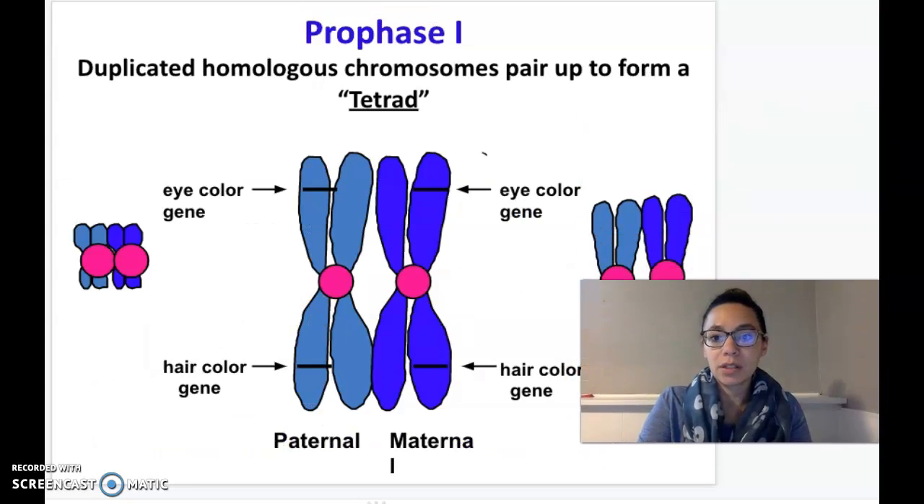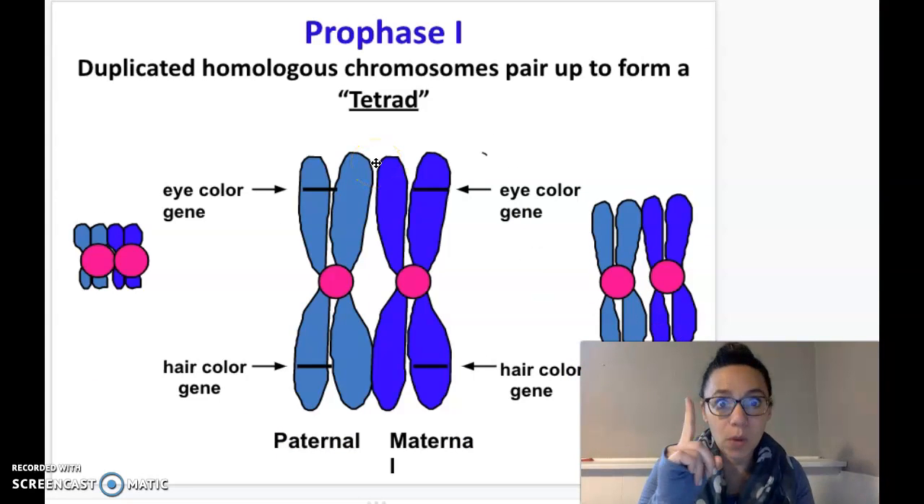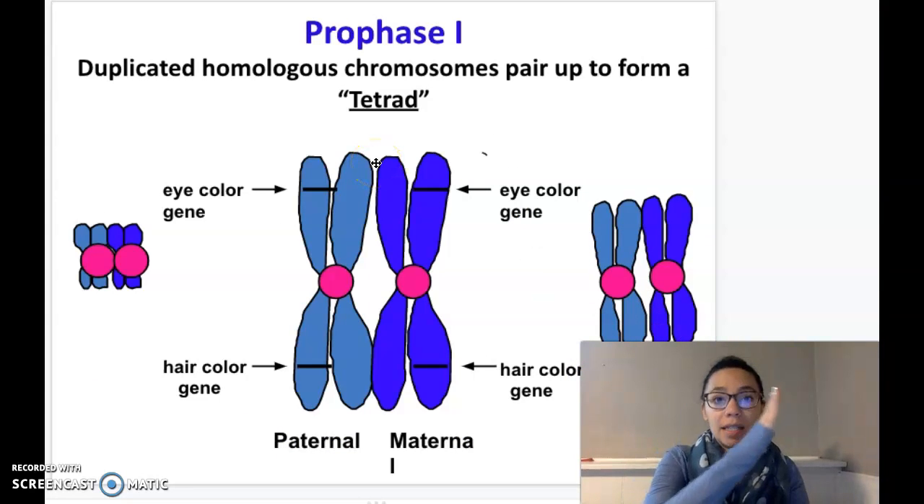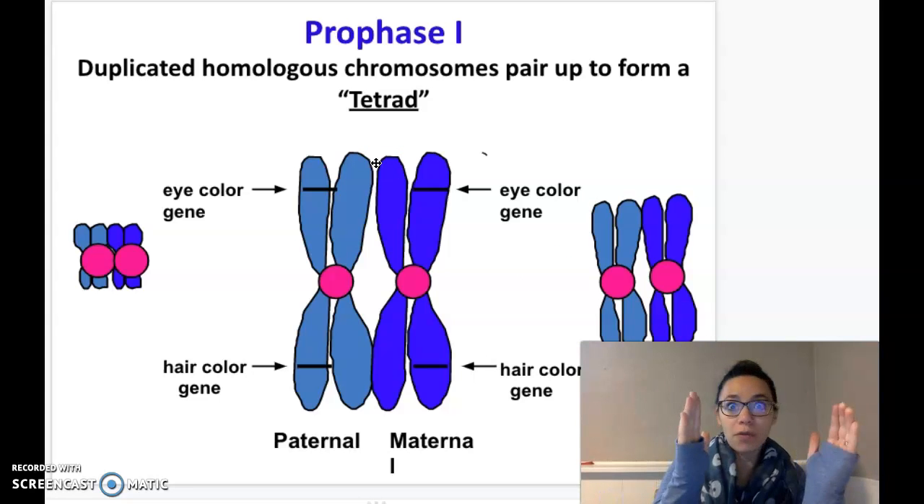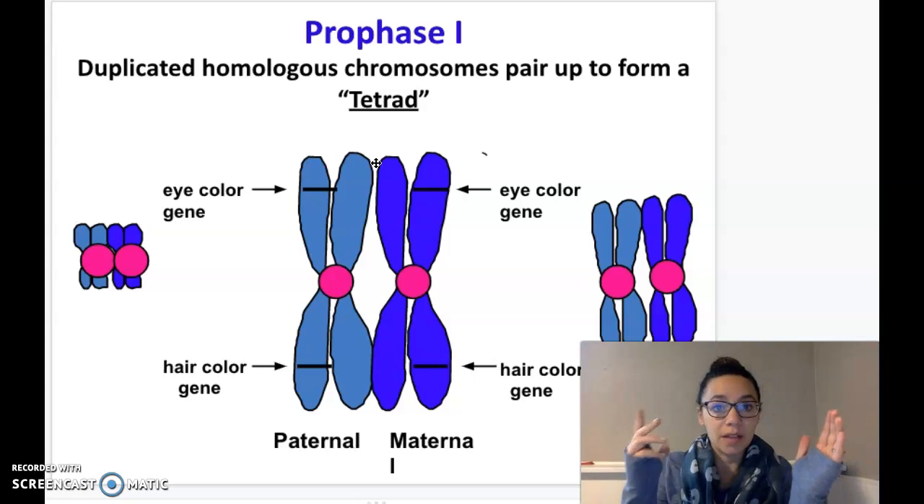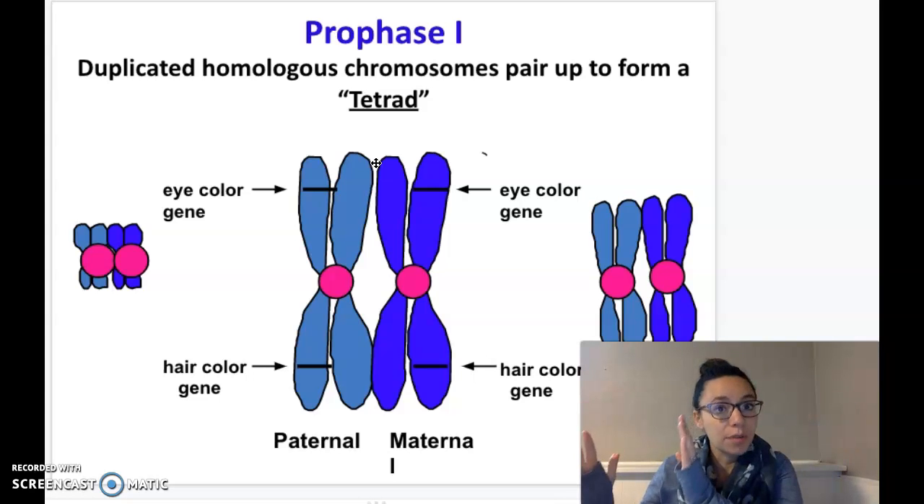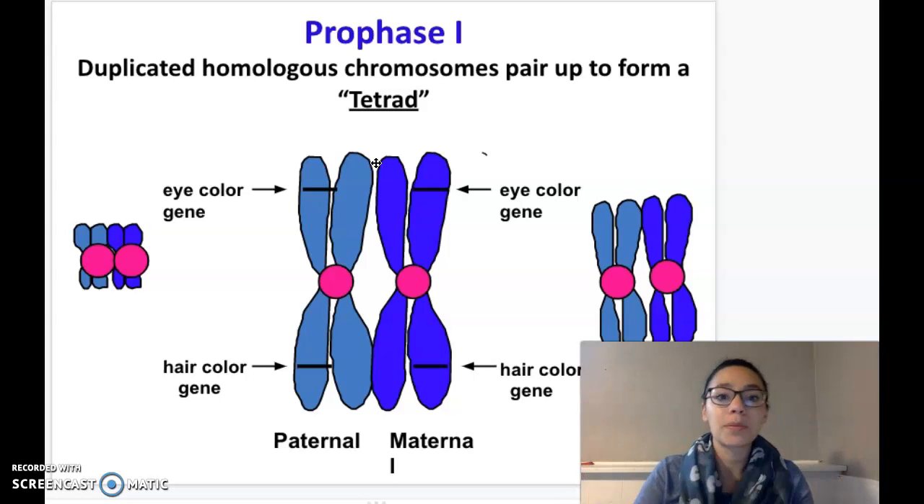All right, so let's start in the beginning. Prophase 1. Remember I said it's the same phases of mitosis but twice. So the first 4 are prophase, metaphase, anaphase, telophase 1. The next 4 are prophase, metaphase, anaphase, telophase 2.